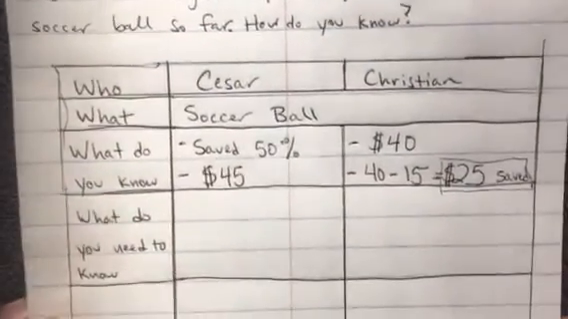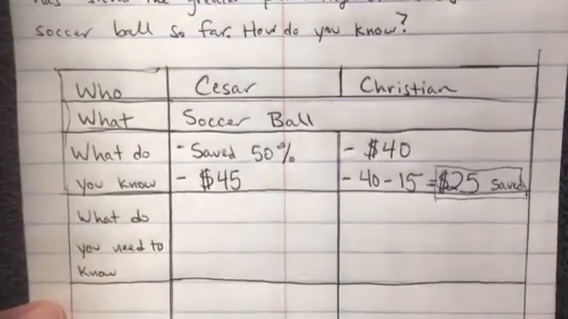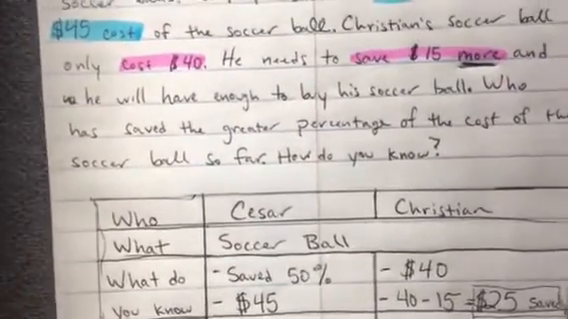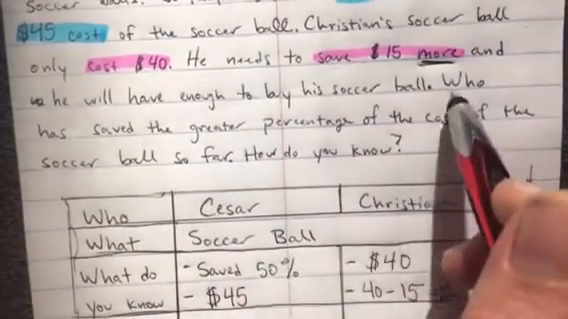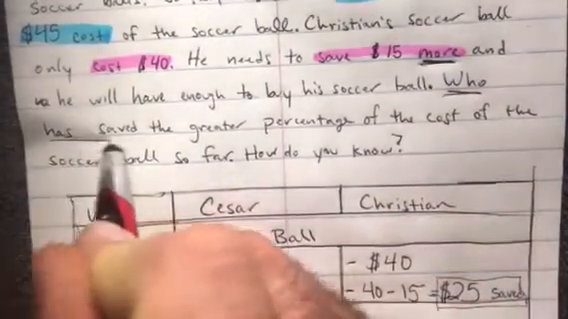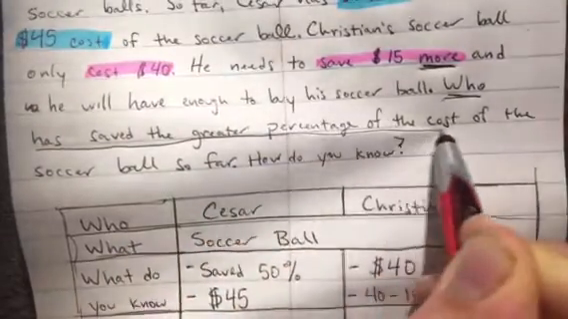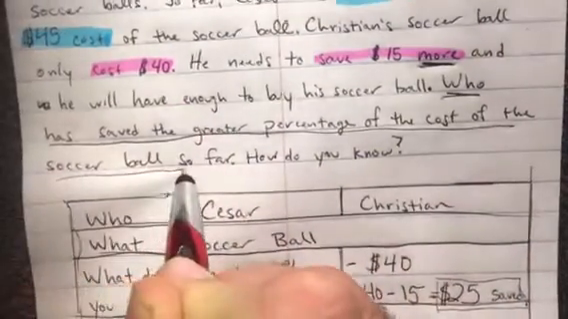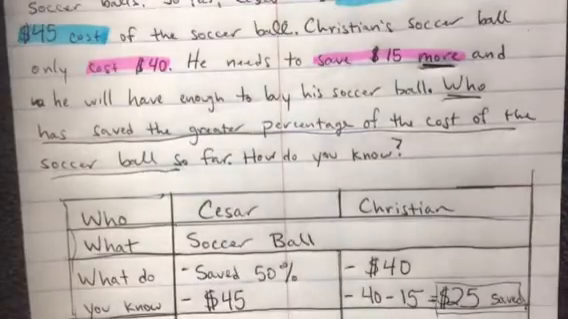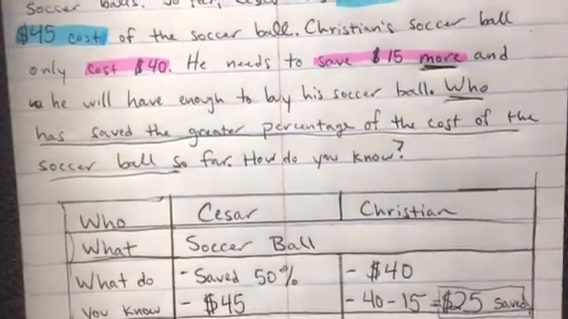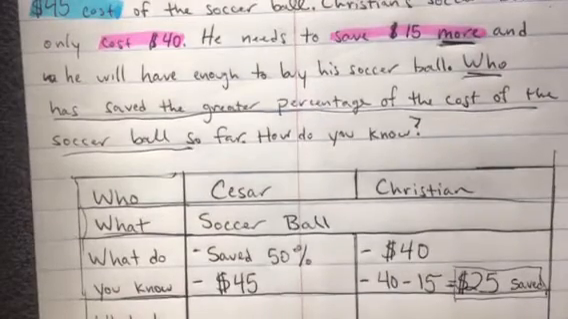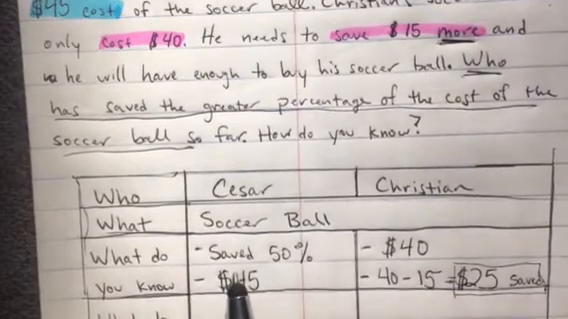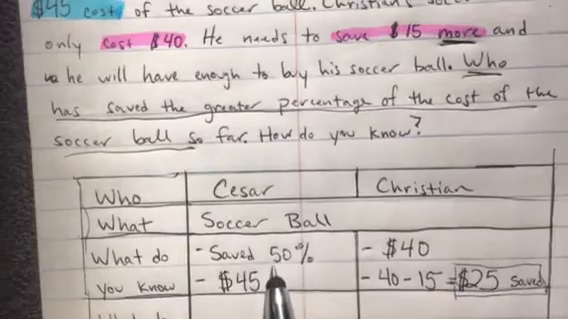Now, what do we need to know? With Caesar and Christian, what are we trying to ultimately find out? The question asked us, and I'm going to underline it, who has saved the greater percentage of the cost of the soccer ball so far? Let's look back and see what we know about Caesar. Do we know how much he saved? Oh, we do. He saved 50%.